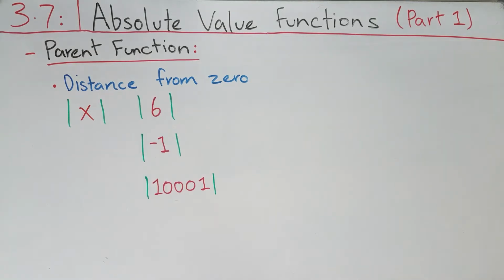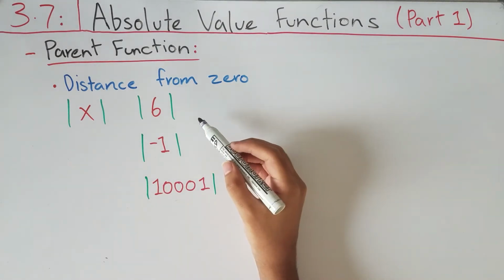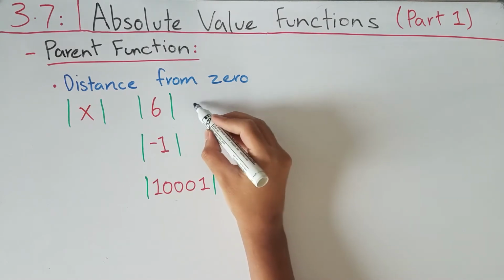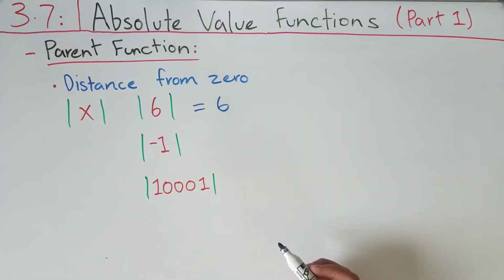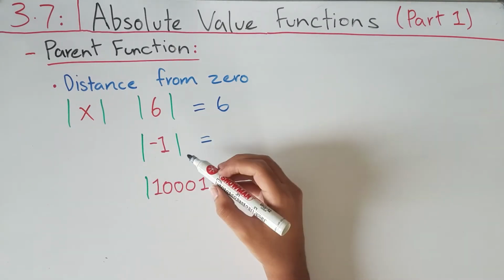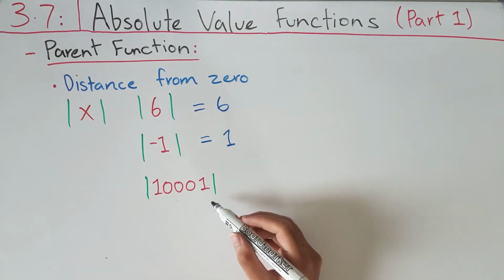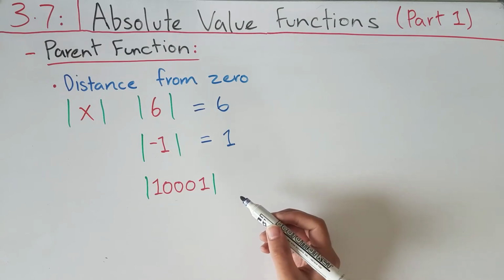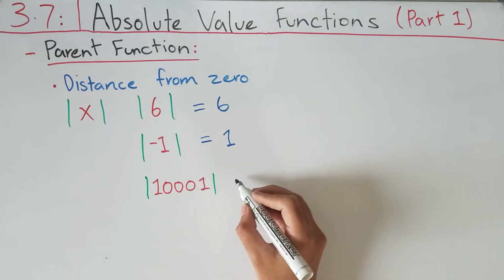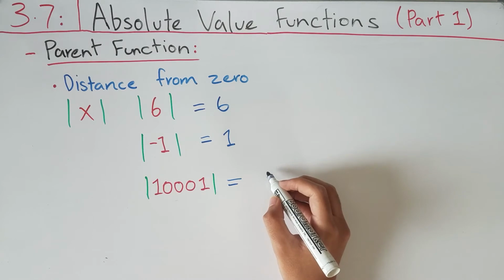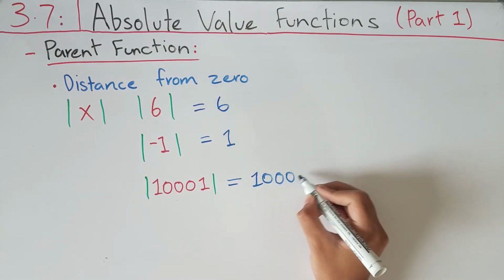So here I have some examples of absolute value expressions. You could, for example, take the absolute value of the number 6. So 6 is 6 units away from 0, so the absolute value of 6 would equal 6. Another way you can think about absolute values is from the negative side of the numbers. So if you take the absolute value of -1, then the distance that -1 is from 0 is +1. You could also take the absolute value of 10,001. How far is 10,001 from 0? Well, it's 10,001 units from 0, so your absolute value of 10,001 would be the same as 10,001.